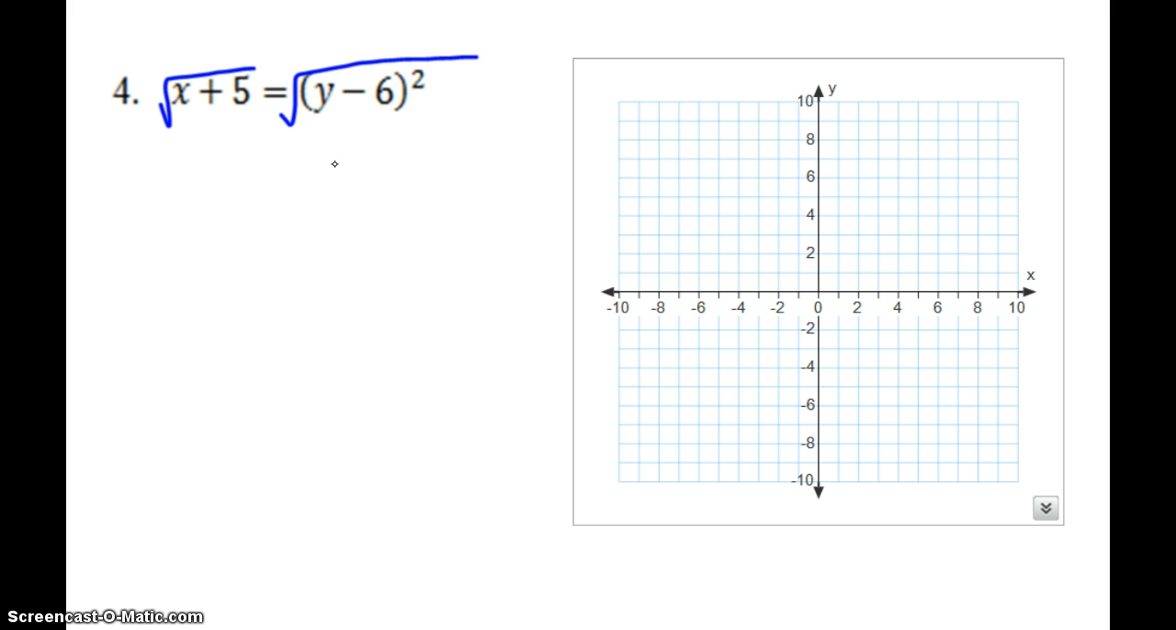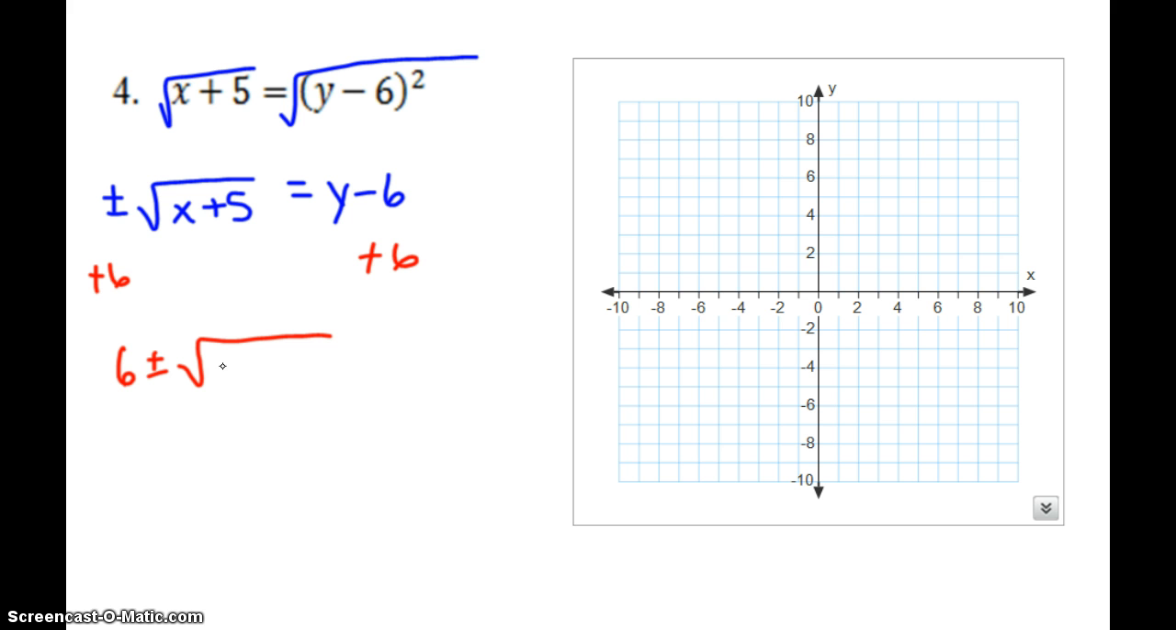Okay? So when you square root this right side, you're going to end up with y minus 6, and you're going to get plus or minus square root of x plus 5. Don't forget your plus or minus. That's crucial. If you forget it, you only get 1/2 of the parabola you need. Add 6. What you're going to type into your calculator is this.